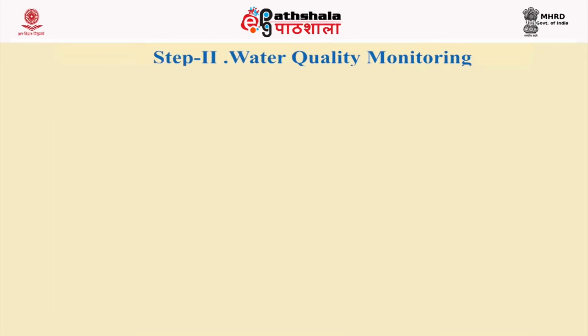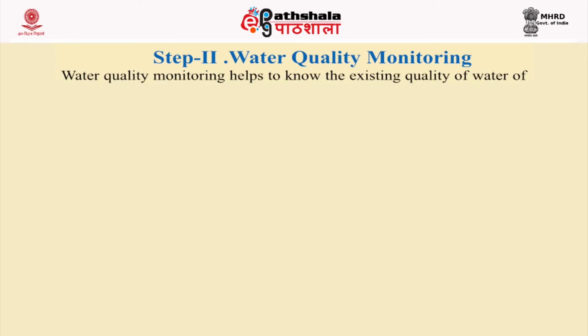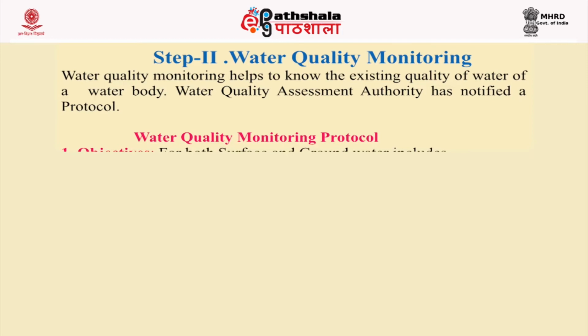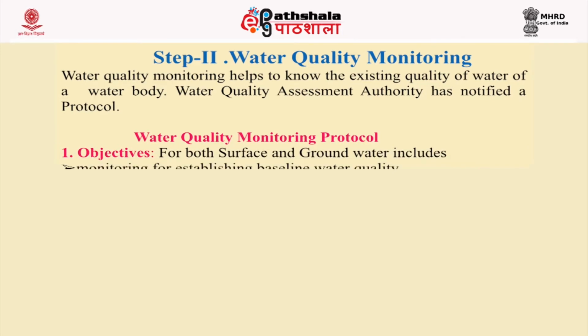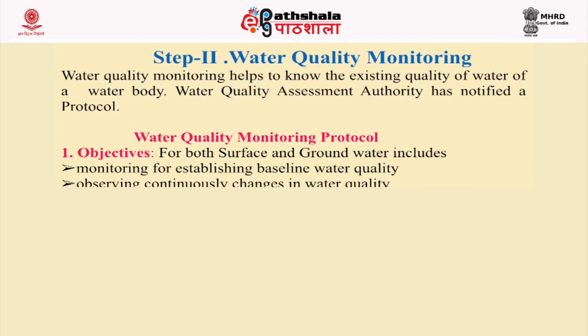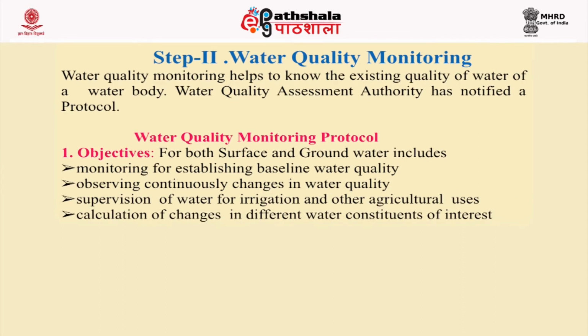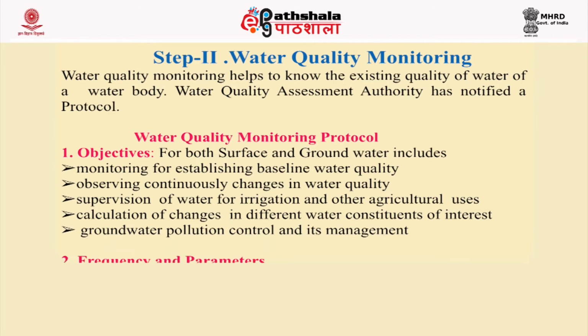Now the second step is water quality monitoring. Water quality monitoring helps to know the existing quality of water of a water body. The Water Quality Assessment Authority has notified a protocol for this. The protocol includes objectives. For surface water and groundwater, the objectives are monitoring for establishing baseline water quality, observing continuously changes in water quality, supervision of water for irrigation and other agricultural uses, calculation of changes in different water constituents of interest, and groundwater pollution control and its management.